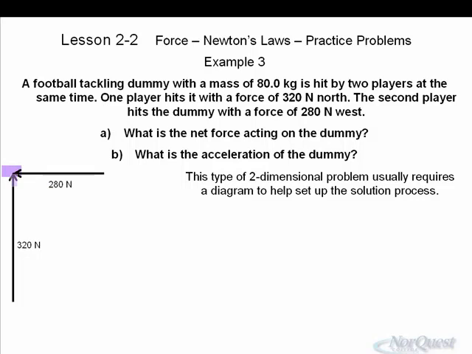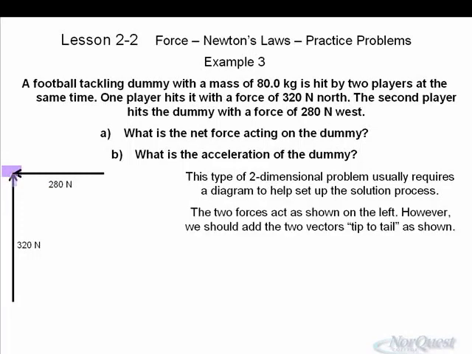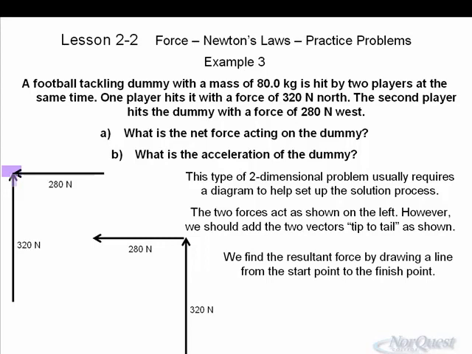Now, to do this kind of problem, we should use a vector diagram. The two forces act as shown on the left, but when you're doing this type of problem, you should add the vectors tip to tail. The first vector is 320 newtons. The second vector, the force vector, is being added to the first and therefore should be added in this way. You take the first vector, add the second vector from the end of the first. And of course, as you can see, these are the two arms of a right angle triangle, and you can find the resultant force, or the net force, by drawing a line from the start point to the finish point.